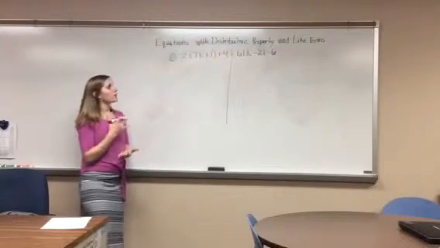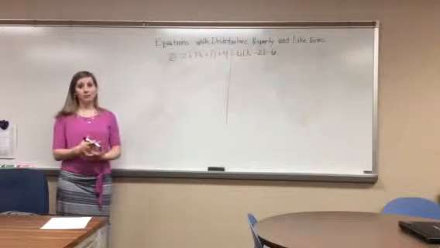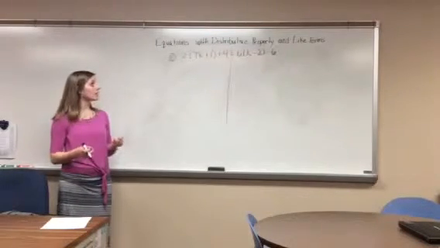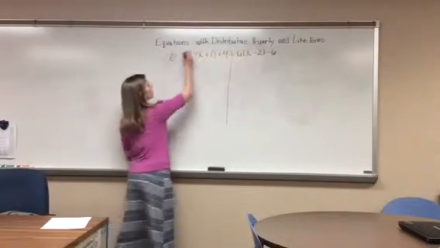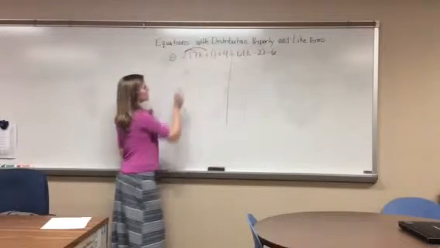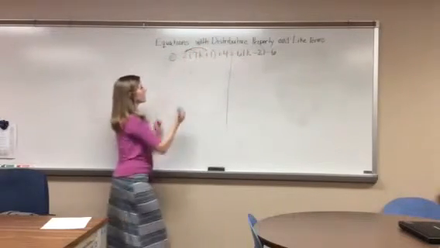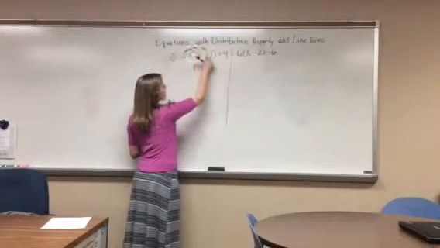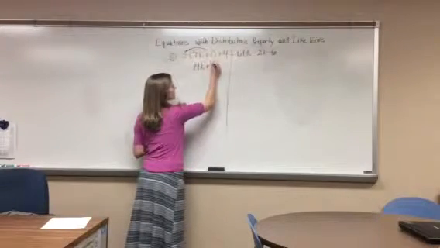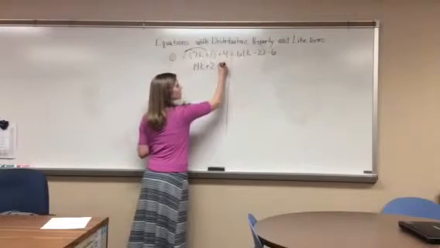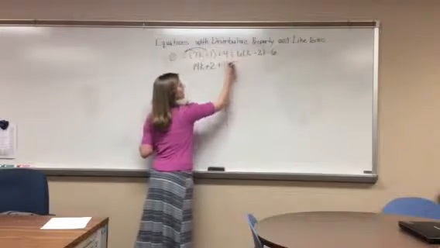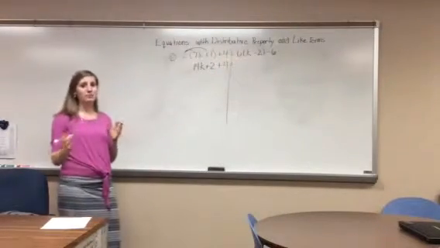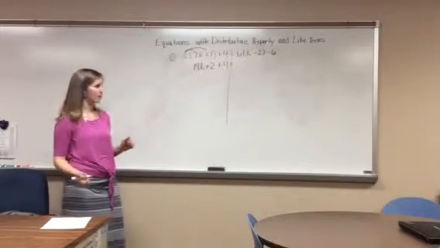Just like before, we are going to do the distributive property first. We have to get rid of the parentheses. So we're going to distribute the 2. 2 times 7k gives me 14k. 2 times a positive 1 gives me positive 2. And then the plus 4 just comes down. Remember, do not multiply the numbers that are outside of the parentheses. Those stay the same.